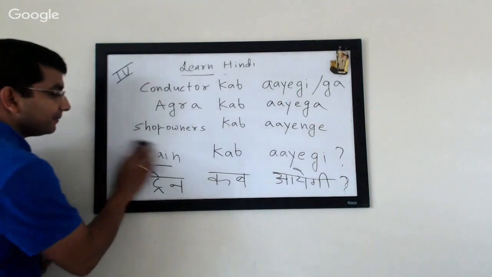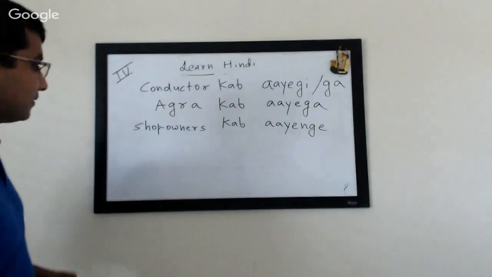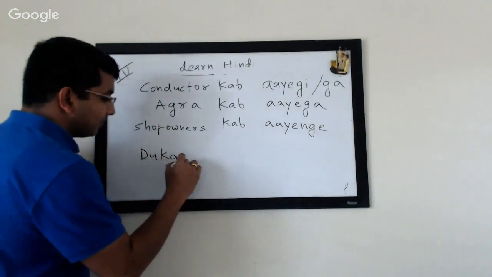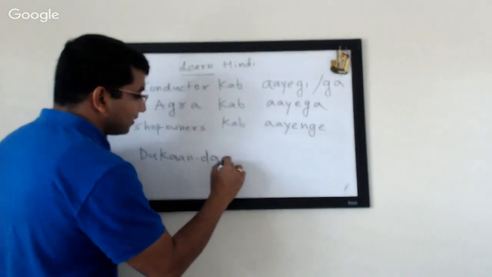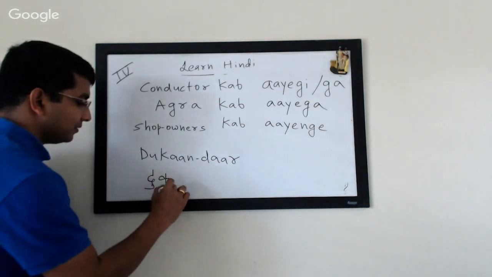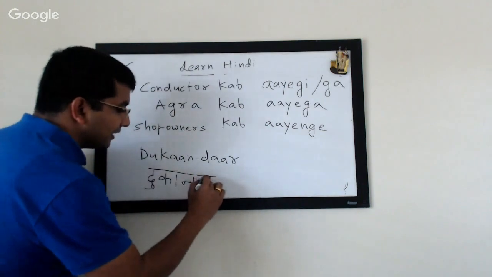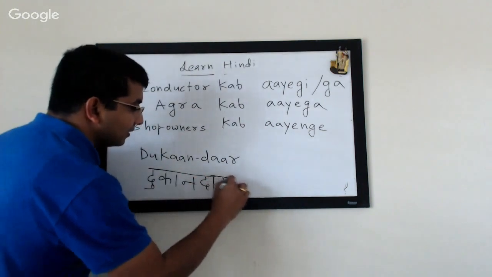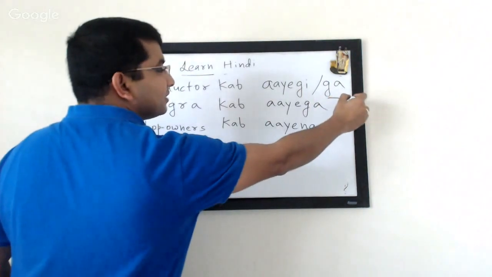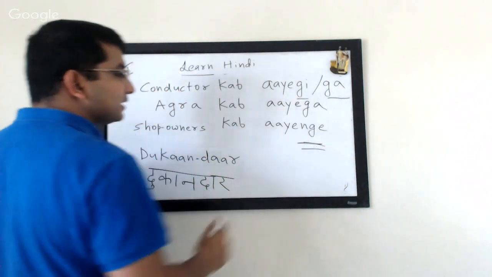So I'll write it down again. It's basically दुकानदार, right? D with u, k with a, and n. It's one word, दुकानदार. दुकानदार कब आएंगे? So ga for masculine singular, gi for feminine, and for masculine plural, it's आएंगे.